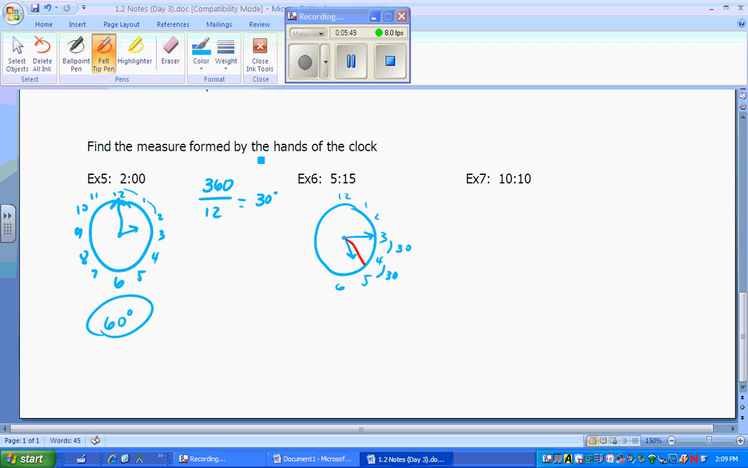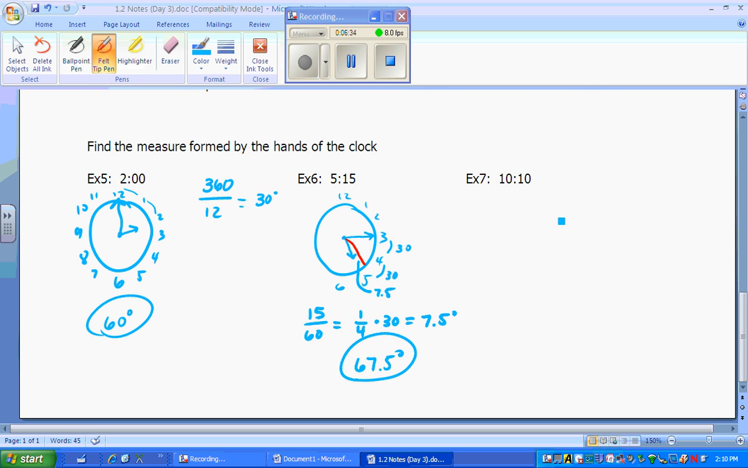All right. Well, looking at that, we know there's 15 minutes. There's always 60 minutes on a clock. We can simplify 15 over 60, giving you 1/4. That means you moved 1/4 of the way from the 5 to the 6, and there's 30 degrees between the two hands. So you multiply by 30, giving you 7.5 degrees. So that's this part right here, 7.5 degrees. So the whole thing is 30, 60, 67.5 degrees.